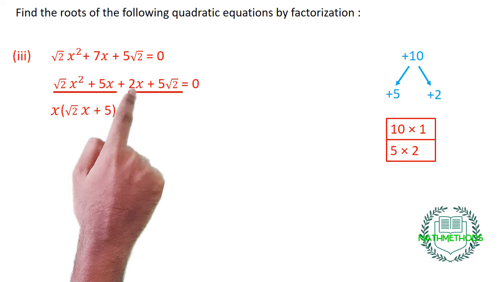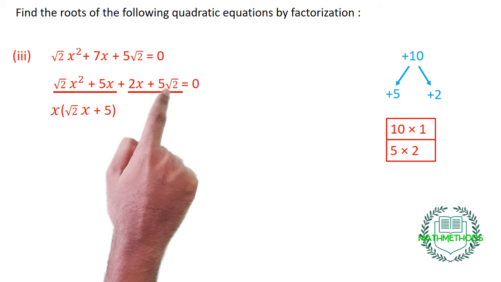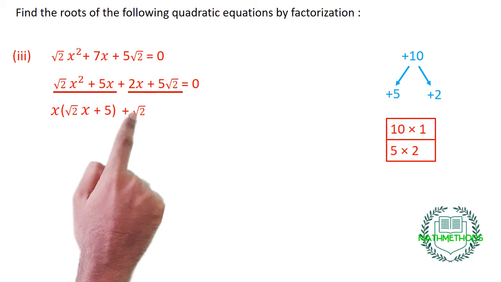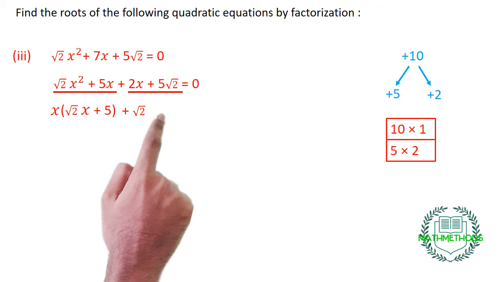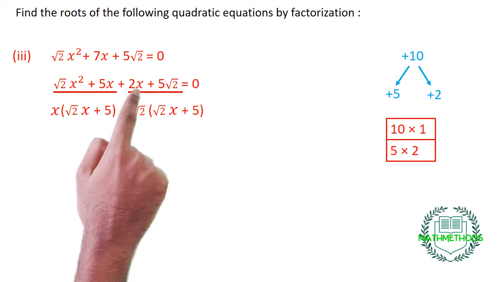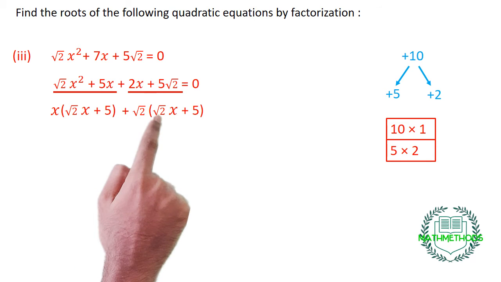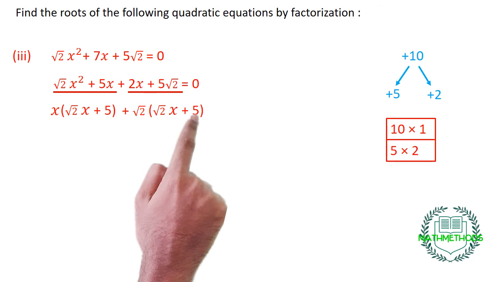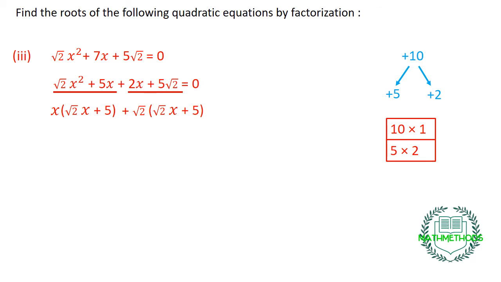Now plus 2x and plus 5 root 2 both have root 2 as a common factor. Take out the common factor plus root 2, and in the bracket we will have root 2 x plus 5. Take out plus root 2 from 2x and you have root 2 x remaining. Take out plus root 2 from 5 root 2 and you have plus 5 remaining, equals 0.